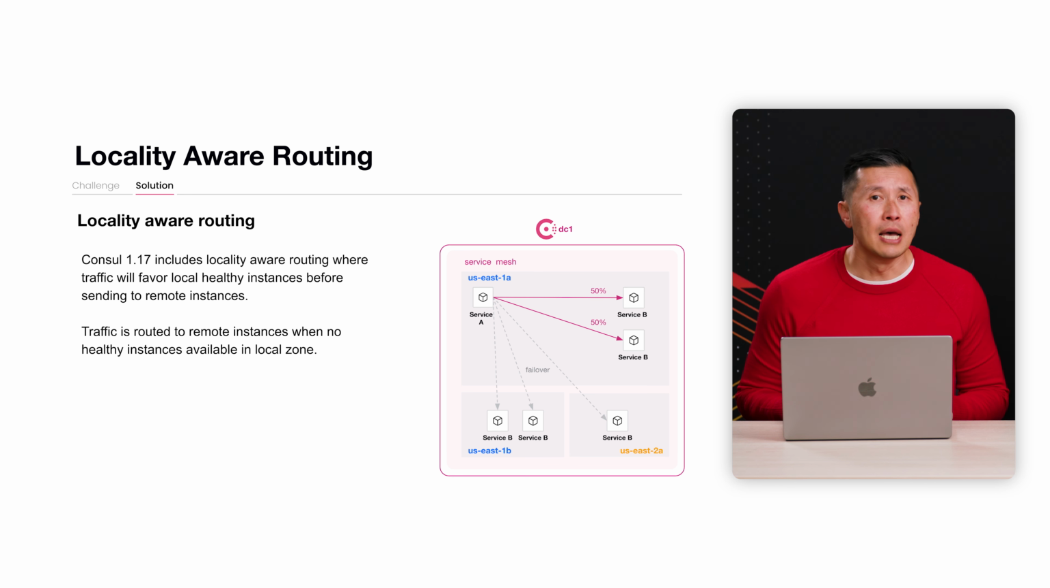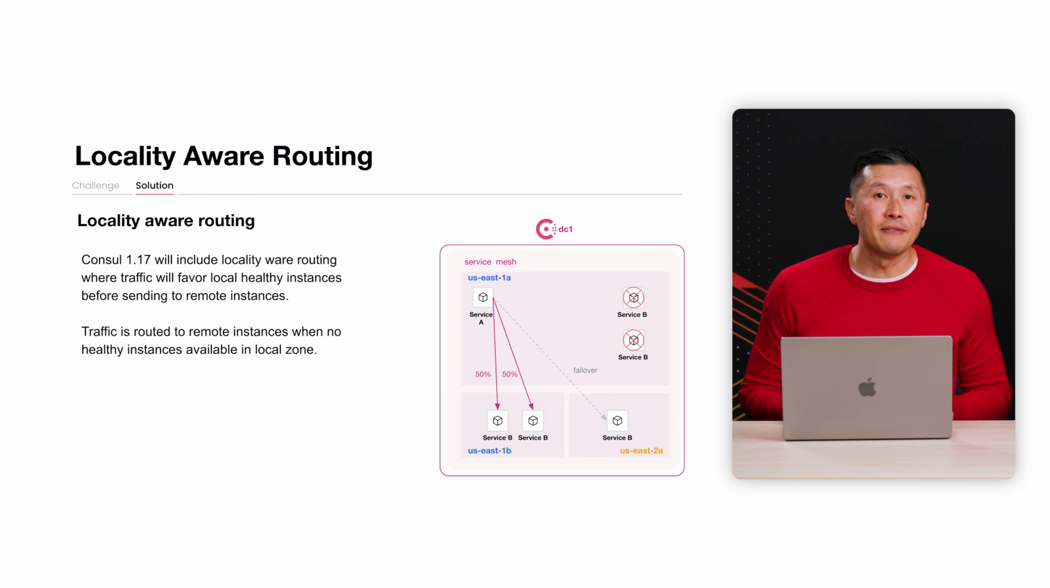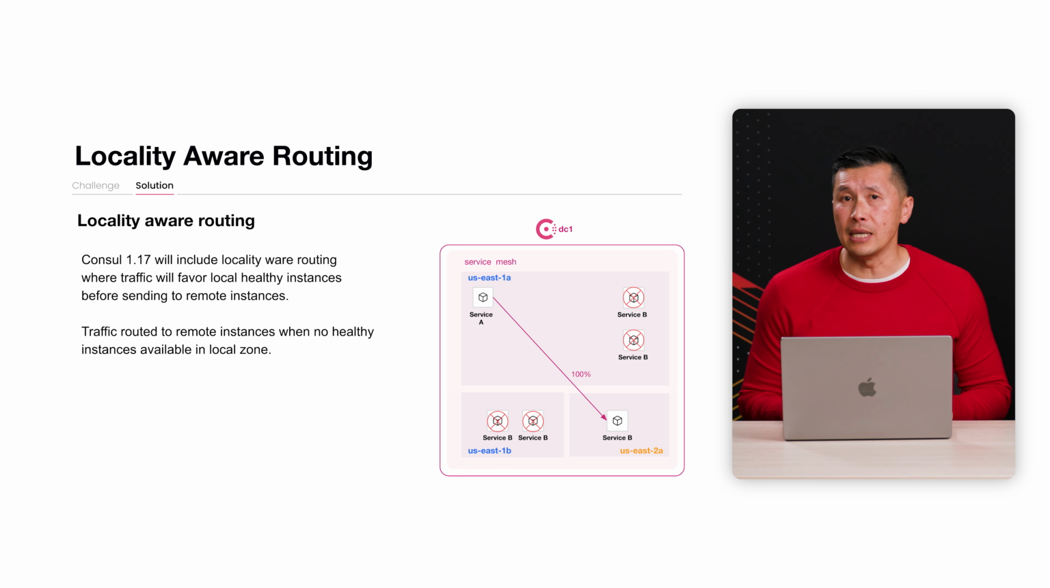So to demonstrate this feature, here's an example diagram where Service A is sending requests to multiple instances of Service B, which is spread across different zones and regions: US East 1A, US East 1B, and US East 2A. If Service B instances fail in the local zone, US East 1A, Consul will reroute Service A to Service B instances in the adjacent zone, US East 1B. If those Service B instances in US East 1B also fail, then Consul will once again redirect traffic to the Service B instances in the next region, US East 2A.